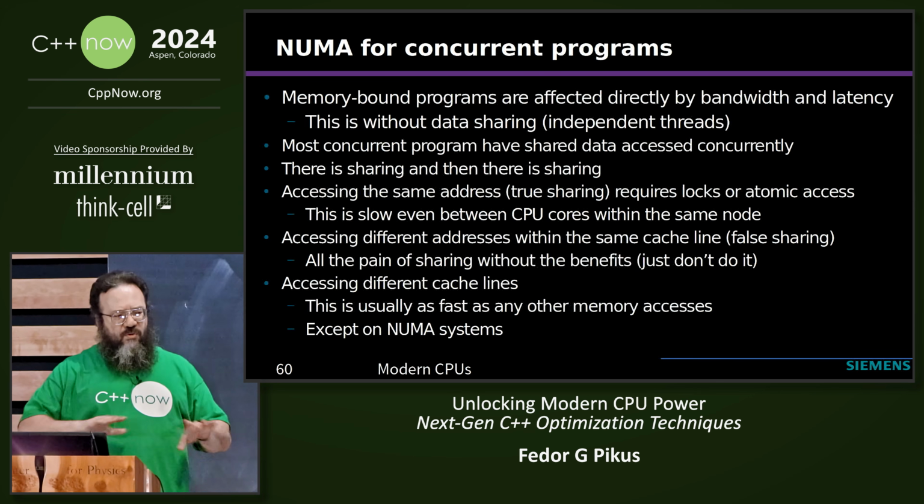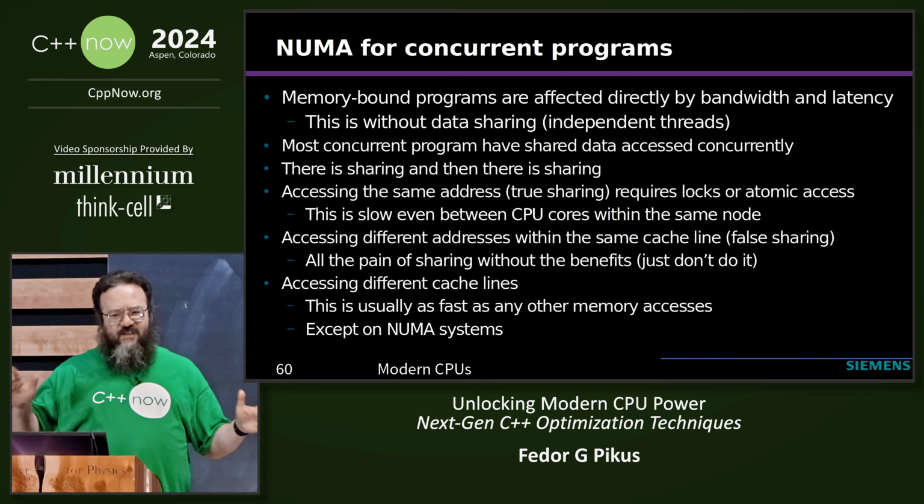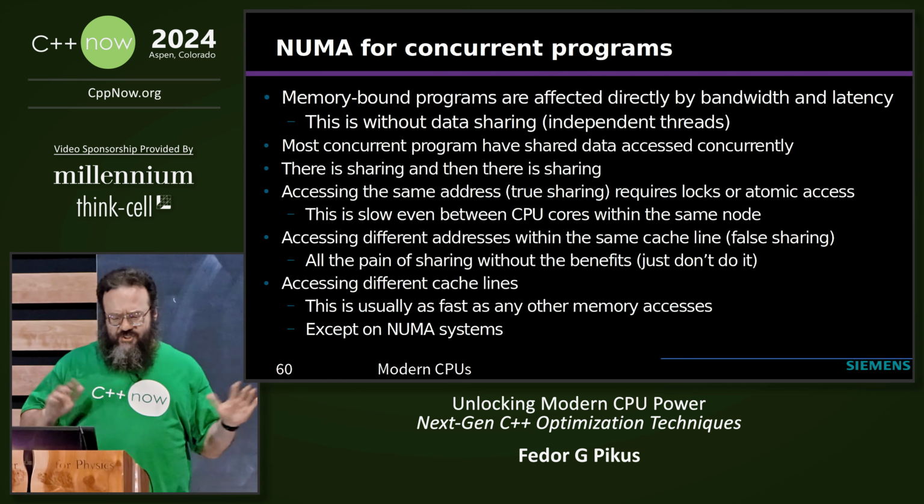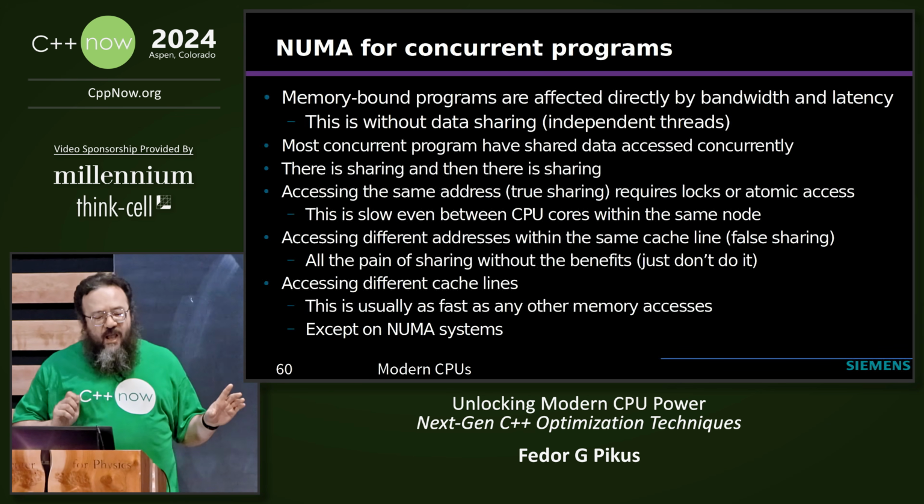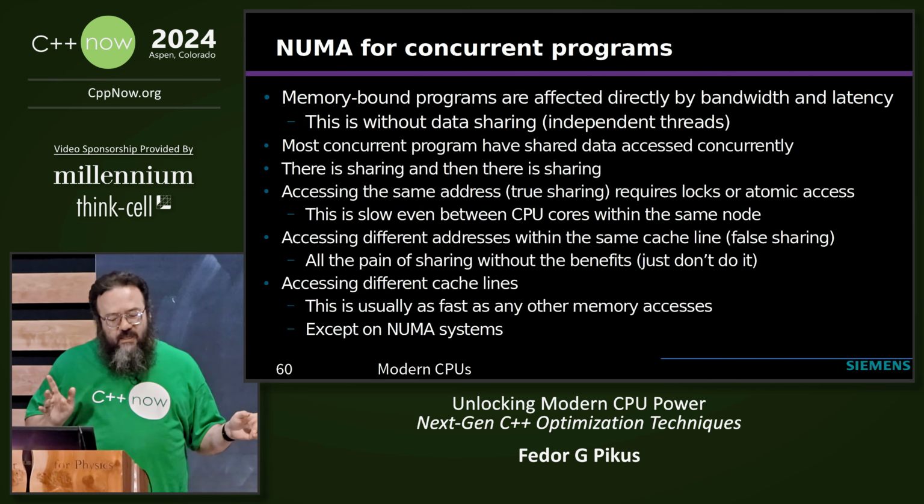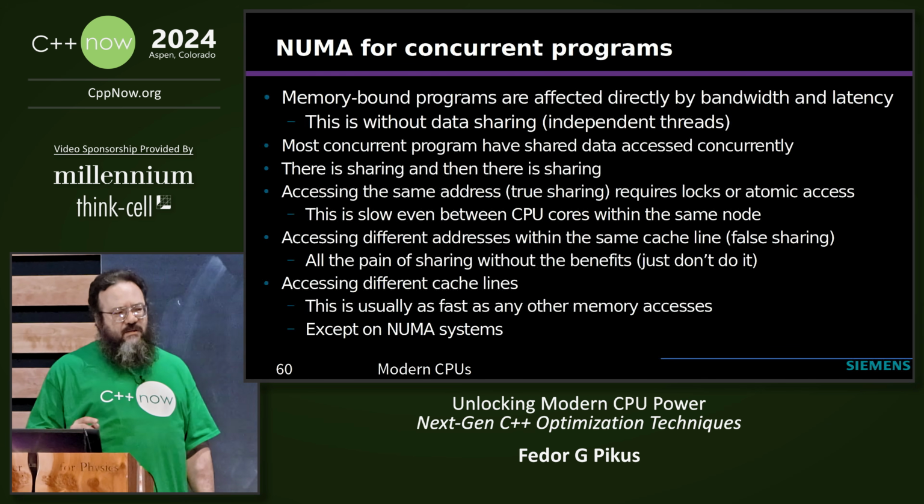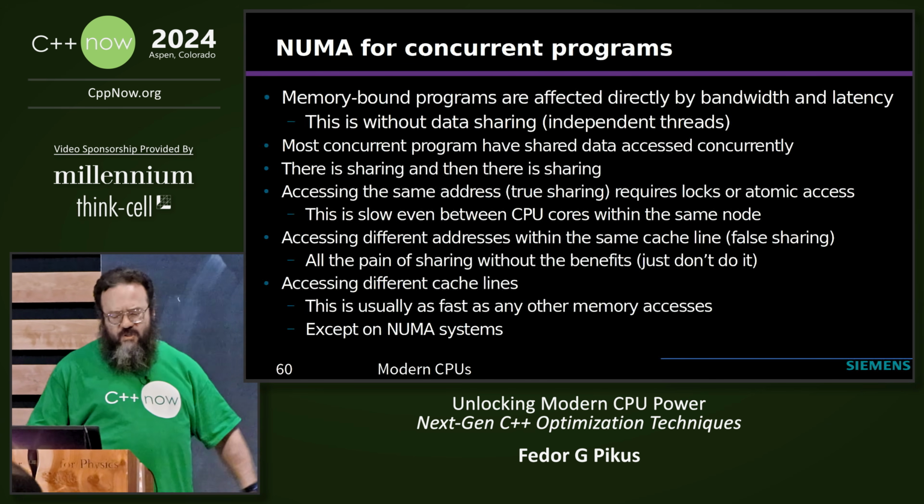It gives you all the performance penalties of accessing the same address with no benefits because you are not actually exchanging any data between threads. So it's called false sharing, just don't do it. Accessing different cache lines is usually as fast as any other unrelated memory accesses, unless you are on a NUMA system.